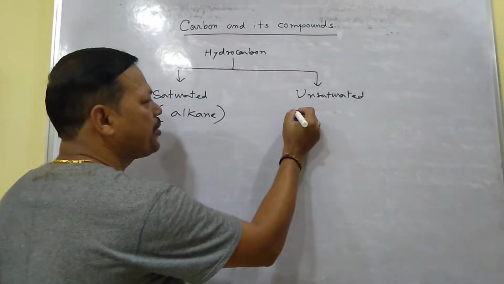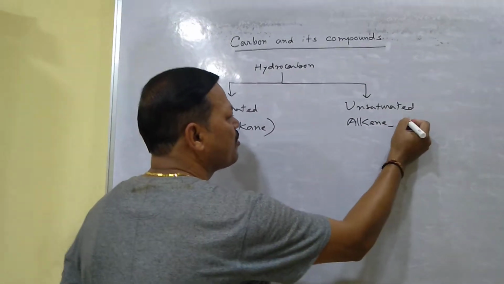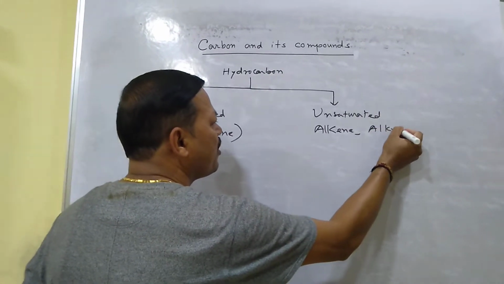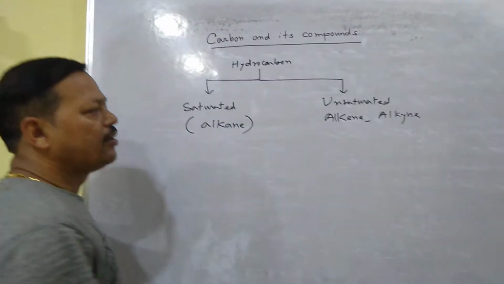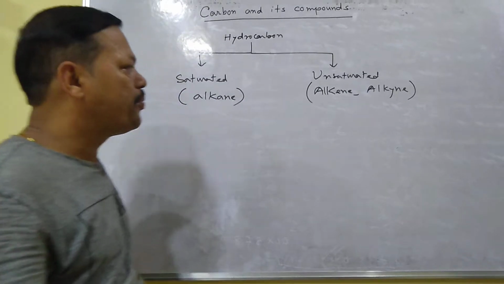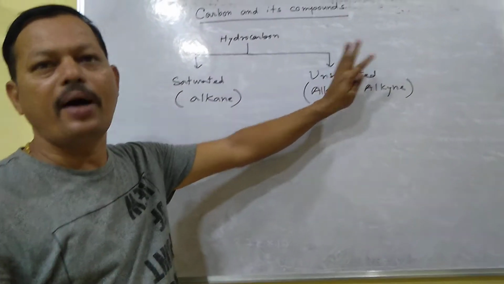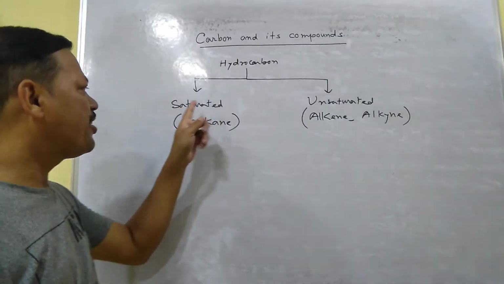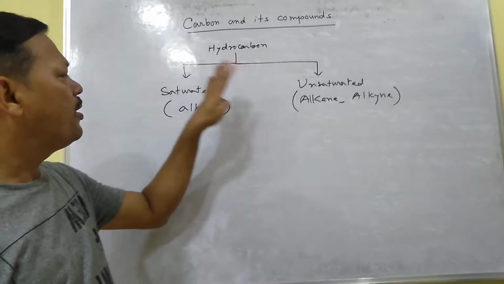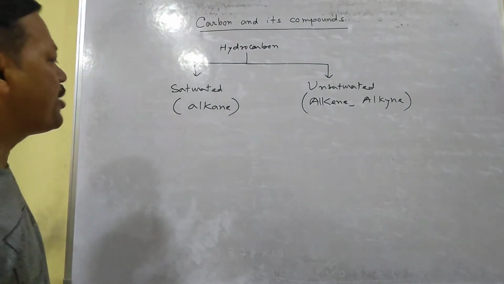Unsaturated hydrocarbon you can write alkene, alkyne. These are the example of unsaturated hydrocarbon, because alkene contain double bond, alkyne contain triple bond. That's why they are the example of unsaturated hydrocarbon. Alkane contain only single bond. That's why they are called saturated hydrocarbon.